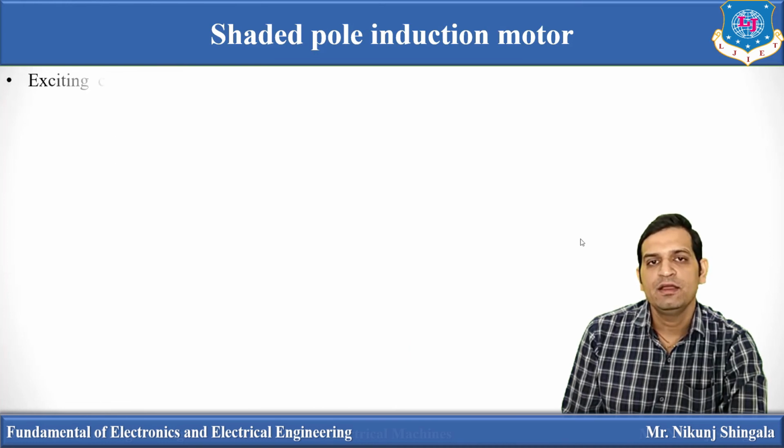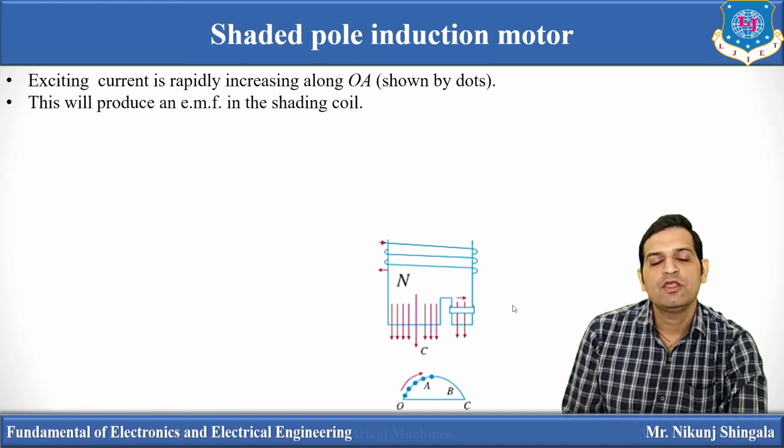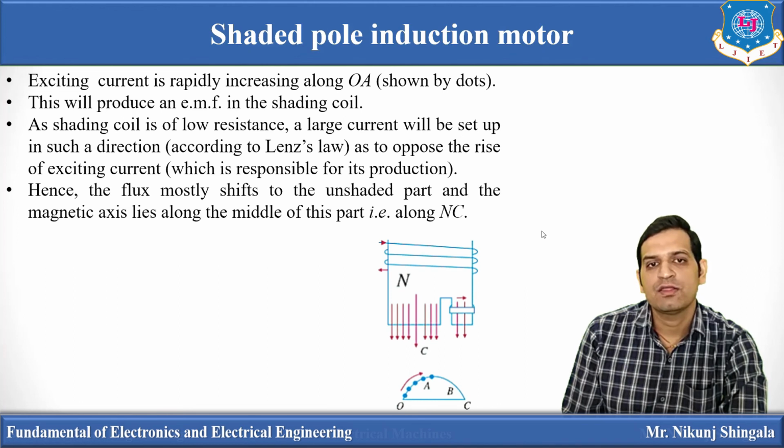To understand that, here you can see one cycle of the alternating current is taken, and the duration of that cycle is OC. Now the current is increasing from O to A, here you can see. This will produce EMF in the shaded band, the shaded pole. As the shading coil has low resistance, a large current will be set up in such a direction, according to Lenz's law, to oppose the rise of the exciting current which is responsible for its production.